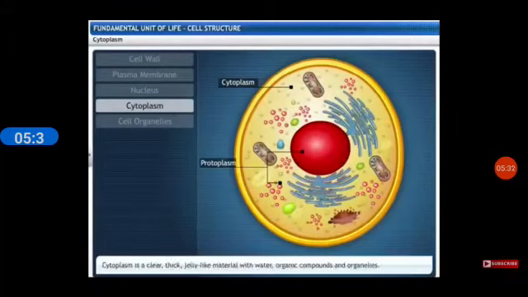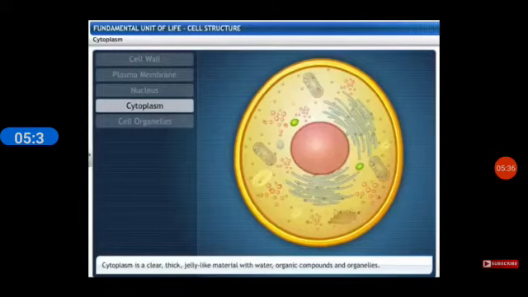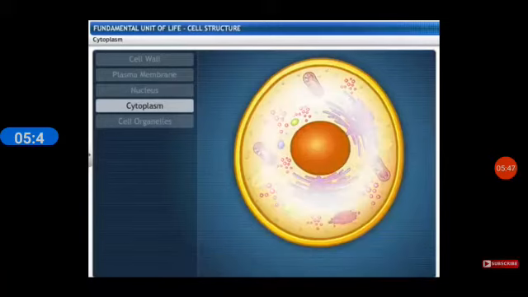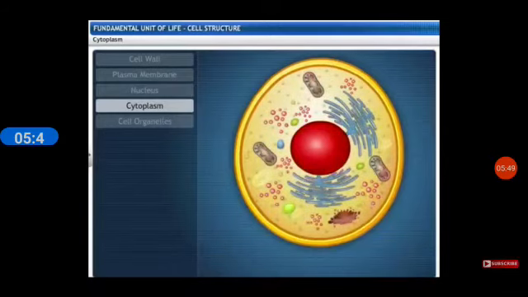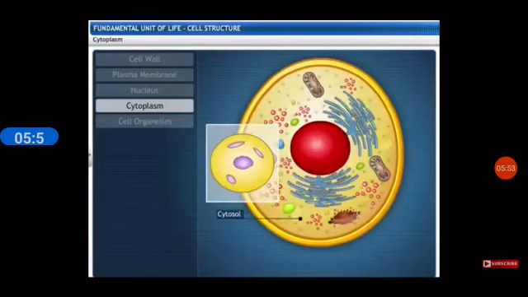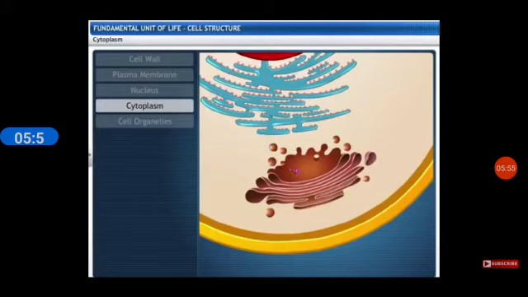Let's take a closer look at cytoplasm. The cytoplasm is a clear, thick, jelly-like material with water, organic compounds, and organelles. The liquid part of the cytoplasm, other than the organelles, is called cytosol. Cytoplasm supports and protects the cell organelles that perform different metabolic functions.